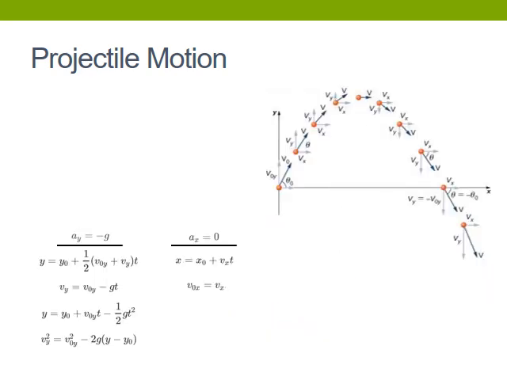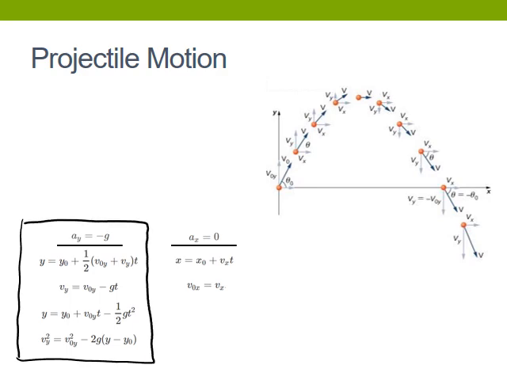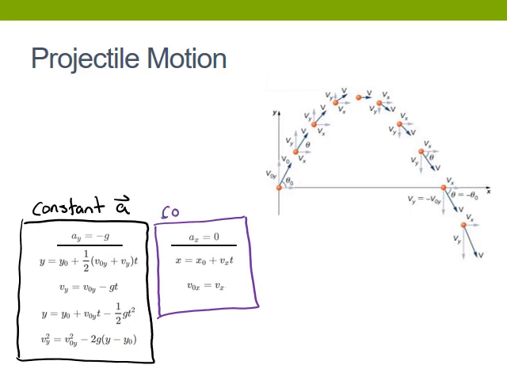When we put our known values into our kinematic equations, we get the set of abbreviated equations you see on the left. For the y dimension here, you can see this is my constant acceleration equations. And for the x dimension, you can see I have a set of abbreviated equations because my acceleration is 0. And this is then my constant velocity equations.